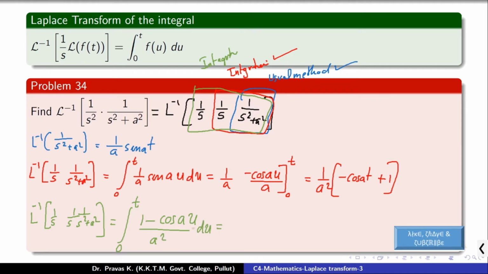So if you integrate, you can see that 1 has the integral of u, and minus cos au has an integral of sin au. Therefore it becomes u minus sin au by a. Now substituting the values in the range from 0 to t, we will get the final answer as 1 by a squared into, sorry, it is not 1, it is t, so t minus sin at by a. So this is how these types of problems can be solved.